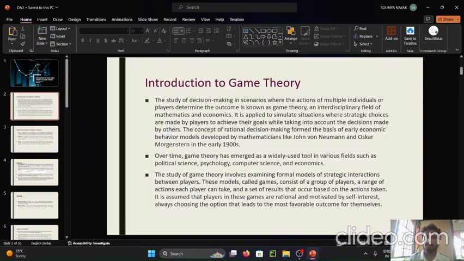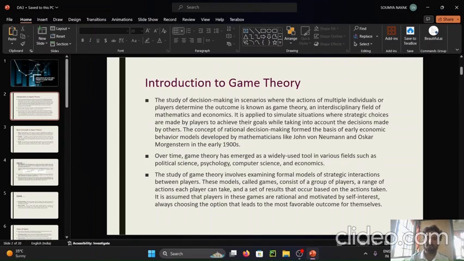As the slide says, game theory is the study of decision making in scenarios where the actions of multiple individuals or players determine the outcome. It is an interdisciplinary field of mathematics and economics. It is applied to simulate situations where strategic choices are made by players to achieve their goals while taking into account the decisions made by others. The concept of rational decision making formed the basis of early economic behavior models developed by mathematicians like John von Neumann and Oskar Morgenstern in the early 1900s. Over time, game theory has emerged as a widely used tool in various fields such as political science, psychology, computer science, and economics. In the forthcoming slides, we are going to briefly discuss the fields where you can clearly use game theory with the help of automata.